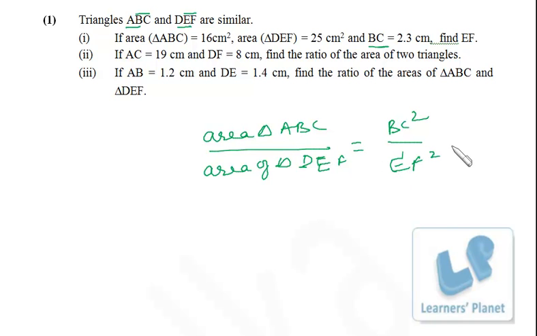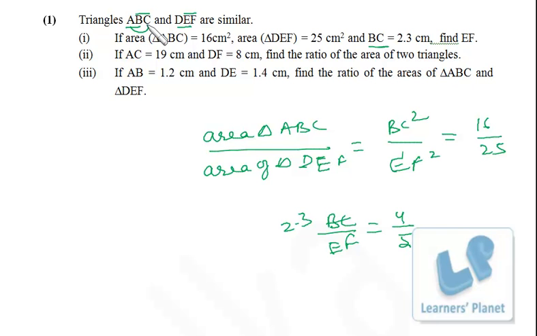So area of triangle ABC is what? 16. Area of triangle DEF is what? 25. So BC by EF will be the square root of them, 4 by 5. Now you know BC, so that is 2.3. So EF can be calculated easily. That is 5 into 2.3 by 4. Right? Pretty simple. Similarly, if AC and DF are given, find the ratio of the areas of the two triangles.